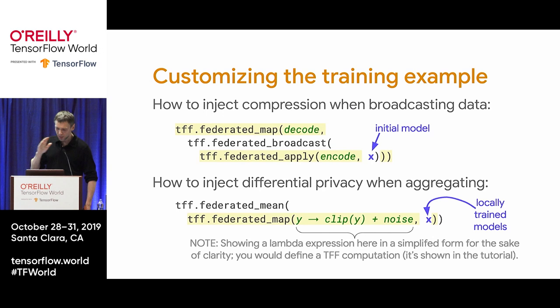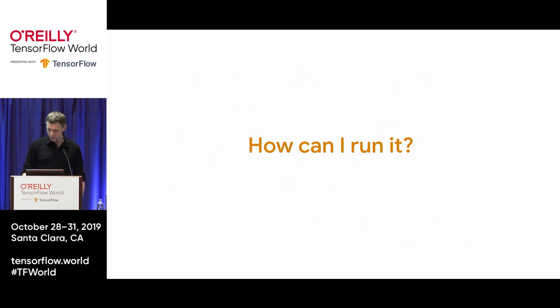Second example, if you want differential privacy, very easy. Before you call federated mean to average your values, you just apply a federated map operator to the arguments to add some clipping and noise that I'm representing here symbolically, but that's something that you normally just write in TensorFlow. So again, a one-liner change for a change like this. You can imagine other modifications you can do like this.